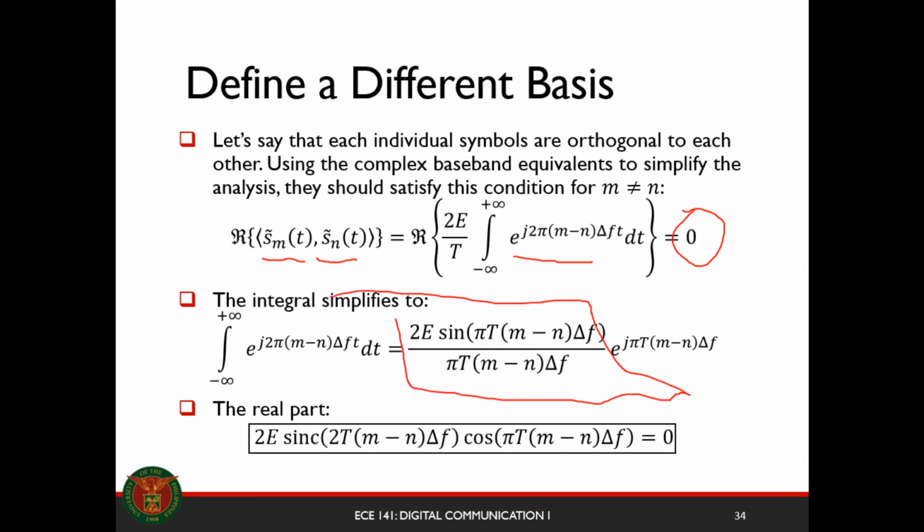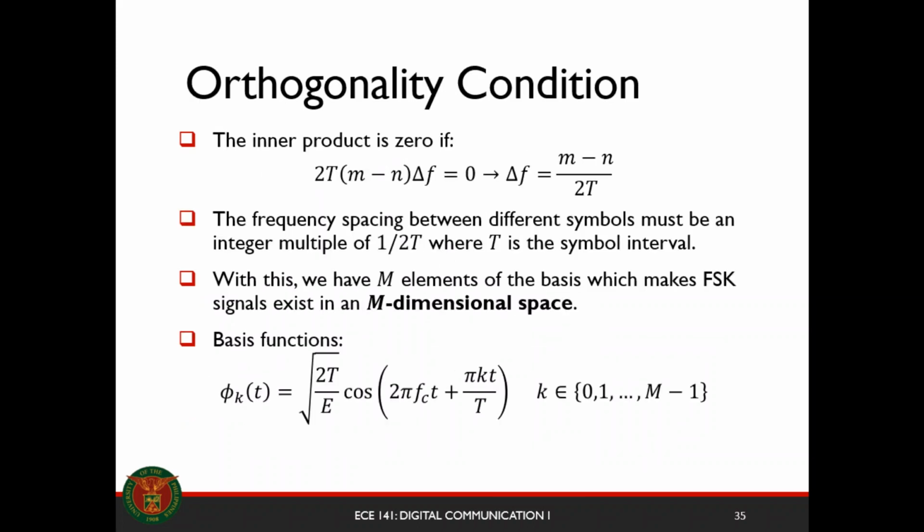When you simplify that, you get this expression. And this is actually a sinc function. Okay? And the sinc function, when will that be 0? It will only be 0 if your frequency spacing, the spacing between your 2 symbols, is an integer multiple of 1 over 2T. T here is the symbol period. So this is the condition at which your 2 signals are orthogonal.